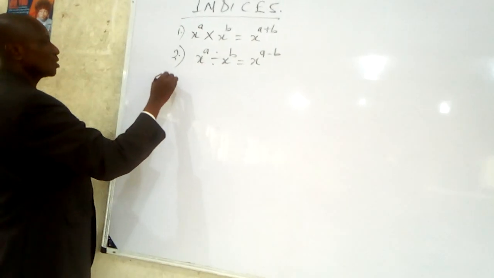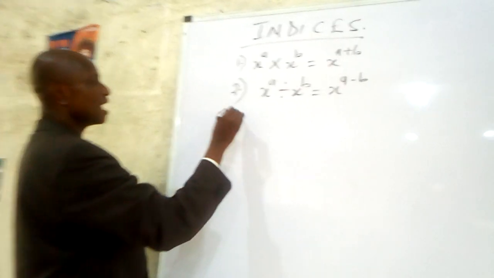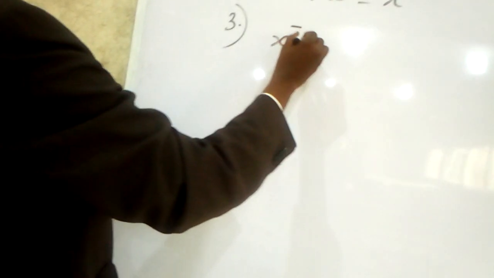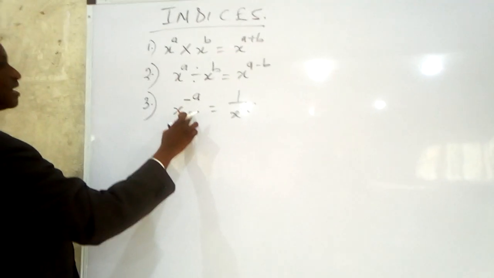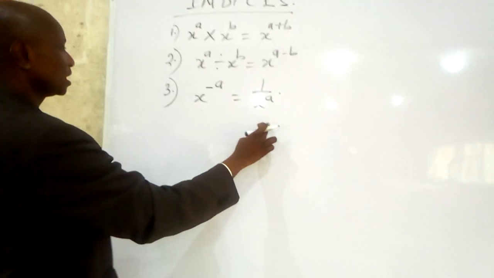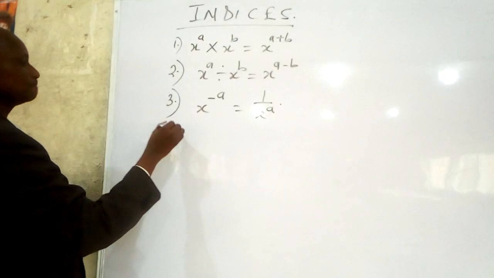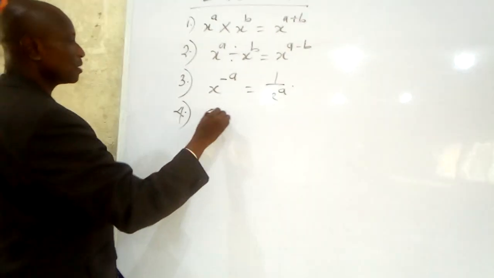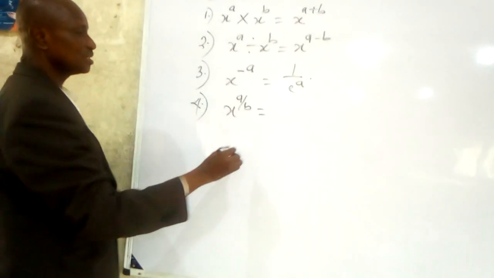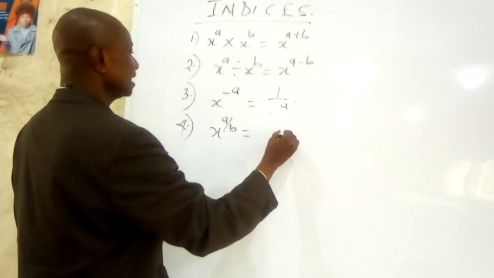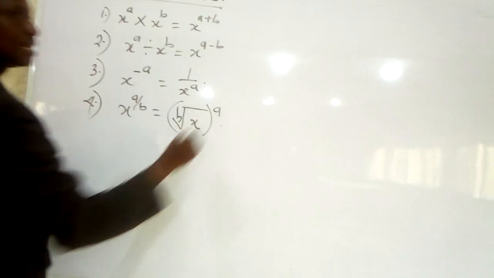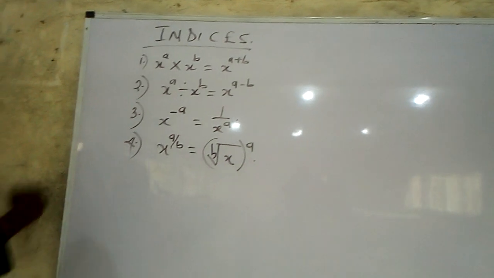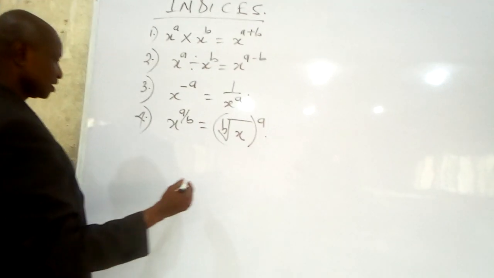Now, subsequent laws of indices are x raised to the power minus a is equal to the reciprocal of x raised to the power a. These are referred to as reciprocal laws. Furthermore, concept 4, based on law 2, x raised to the power a over b by laws of indices is also equal to the b-th root of x raised to the power a. These are related formulas that can be used to solve problems in indices.